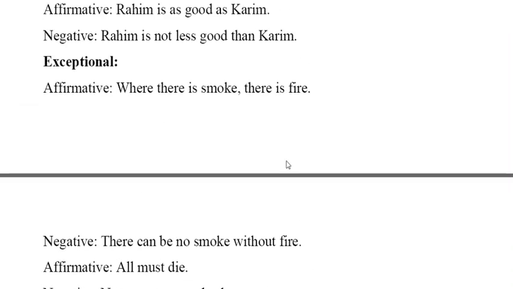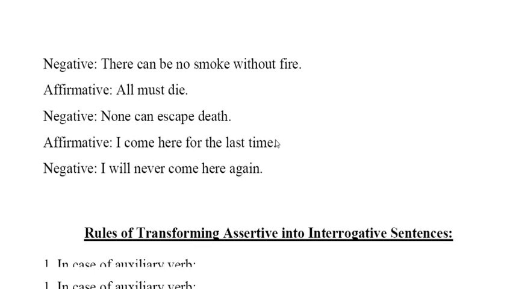Here are some exceptional rules. Affirmative: where there is smoke there is fire. So there can be no smoke without fire. This is an exception, meaning it doesn't follow the rules. Affirmative: all must die. So it will be like none can escape death. I came here for the last time, so I'll never come here again. So these are all exceptional.